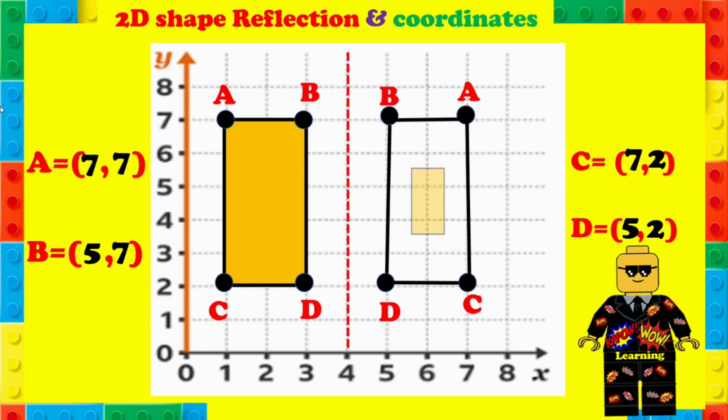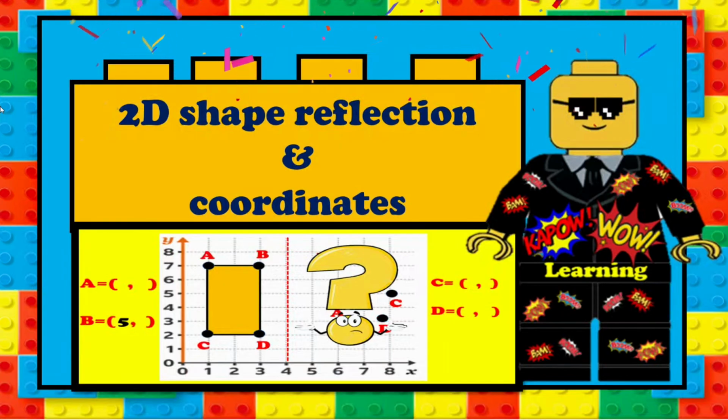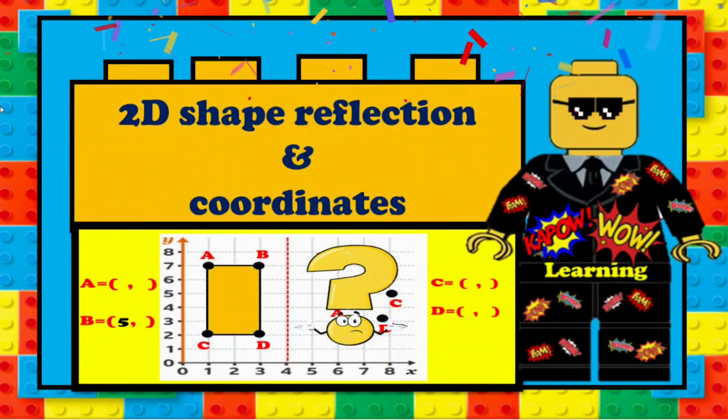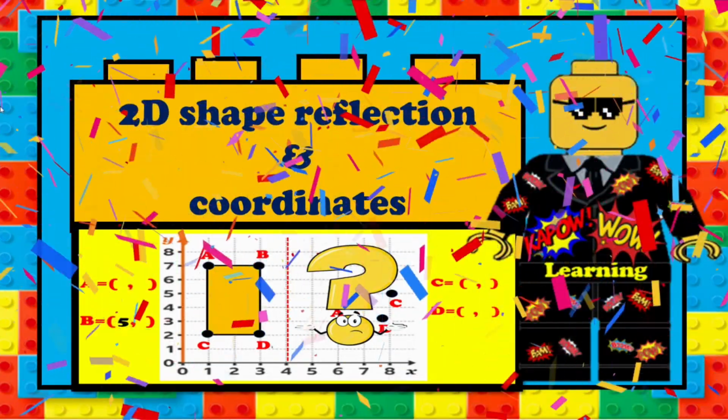So now, if we look at it, we've got a perfectly reflected shape with new coordinates. So the new A is 7, 7. The new B is 5, 7. The new C is 7, 2. And the new D is 5, 2. That is 2D shaped reflections and coordinates. Hopefully now you understand and you are a Kapow warrior.